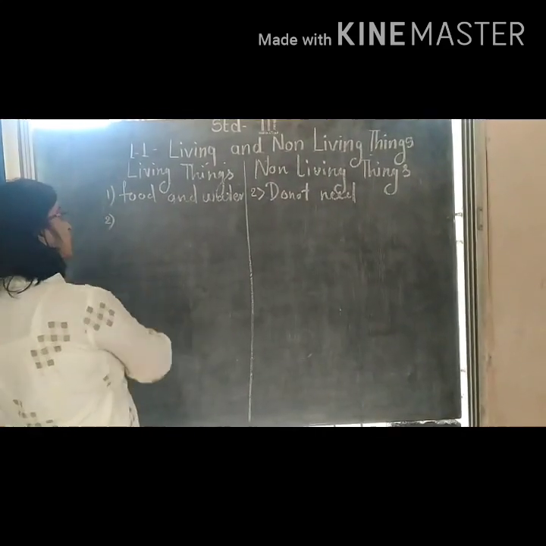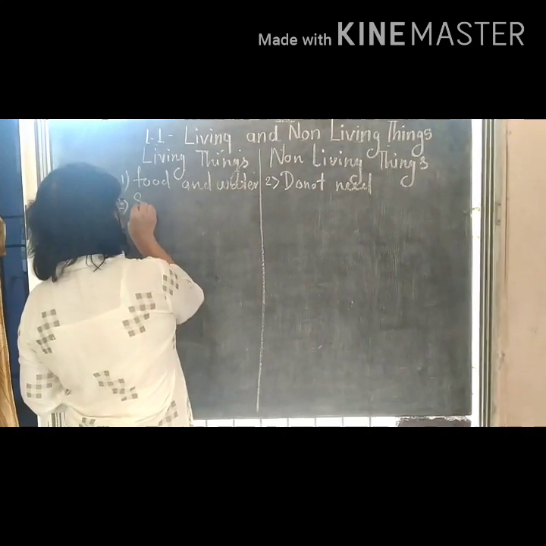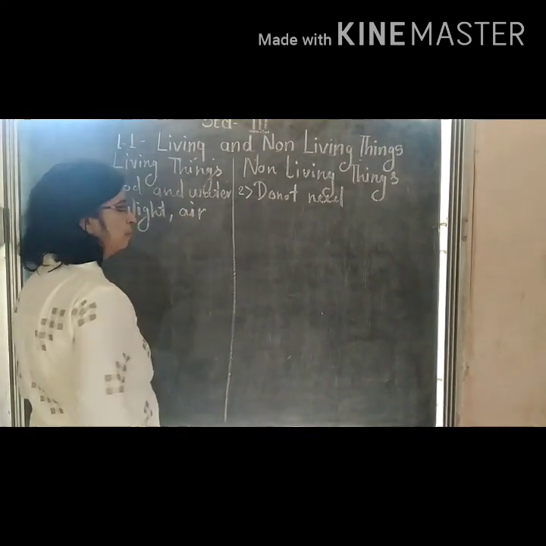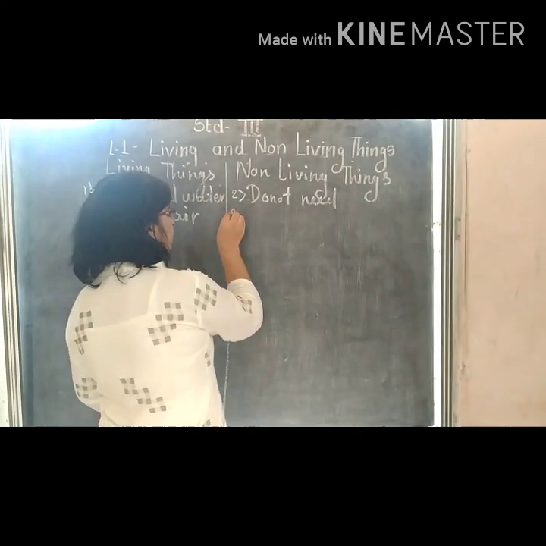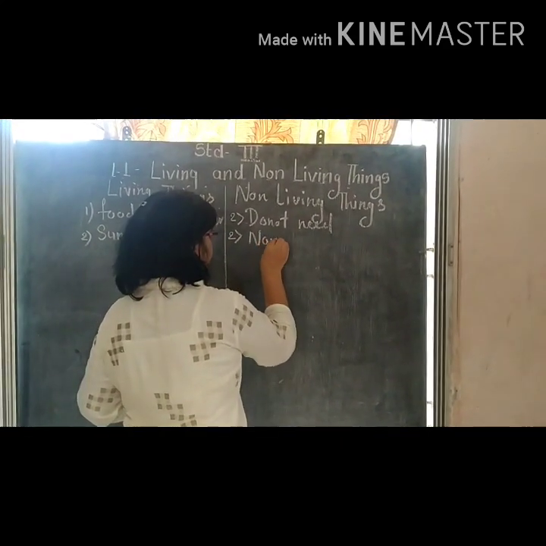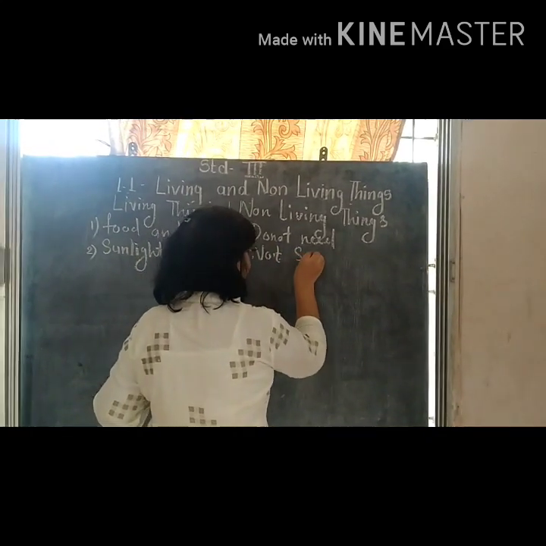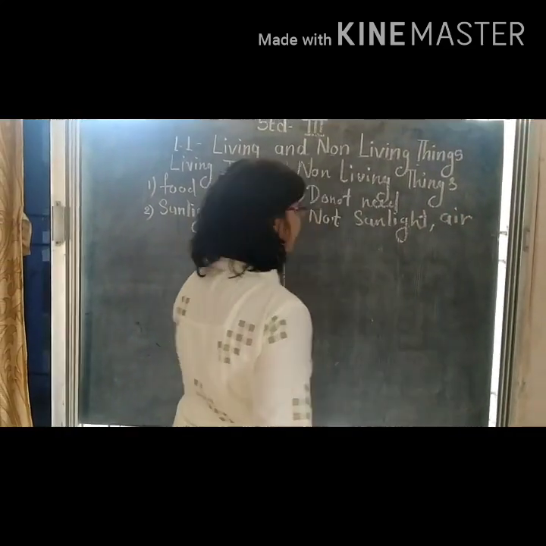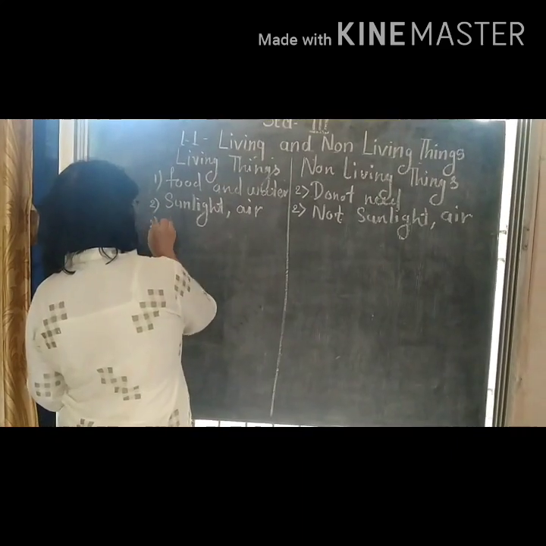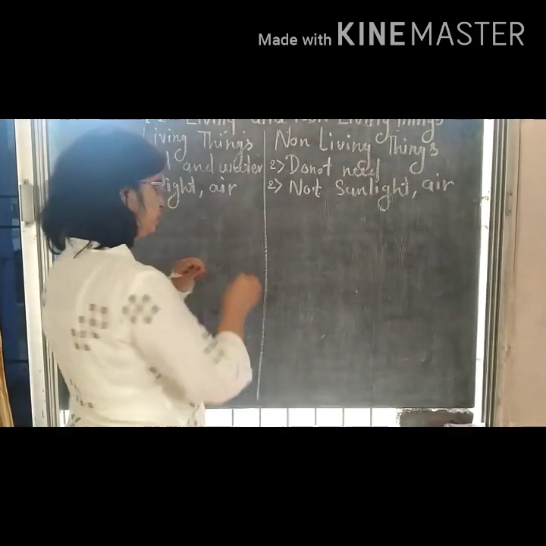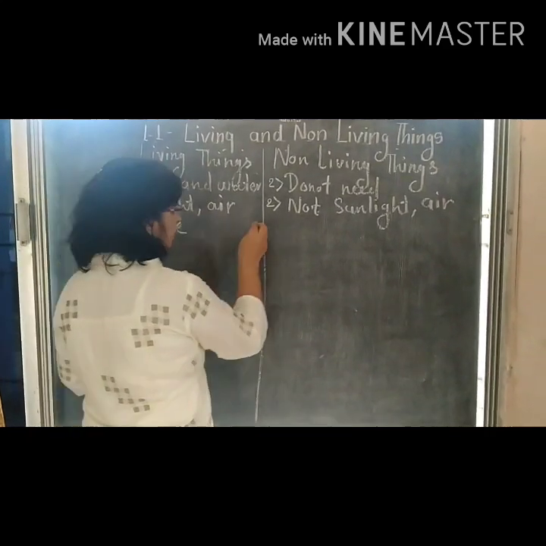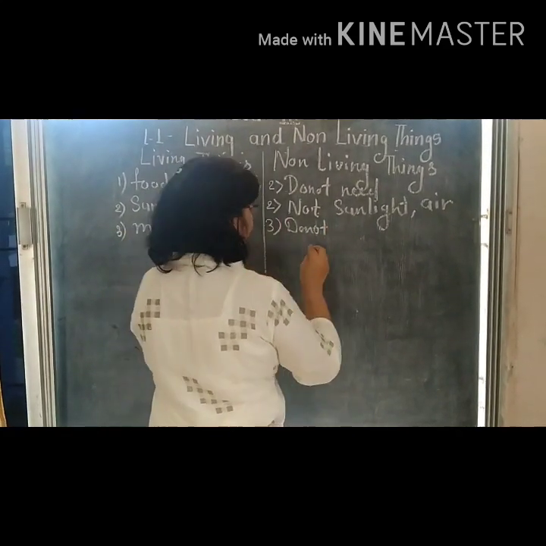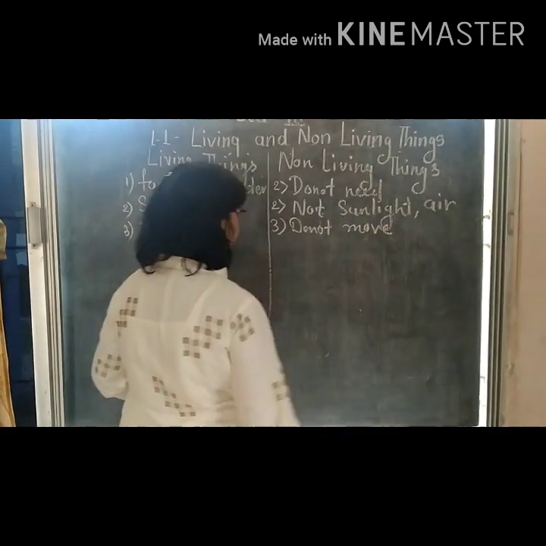Then next, living things need sunlight, air and warmth, while non-living things do not need sunlight, air and warmth. They never need all those things. Then third, living things move from one place to another. They can move, while non-living things do not move from one place to another.